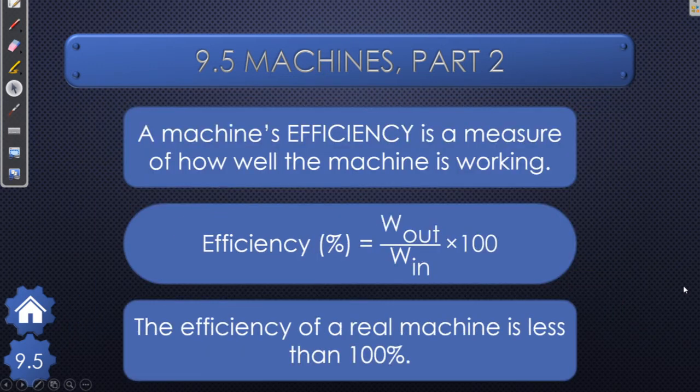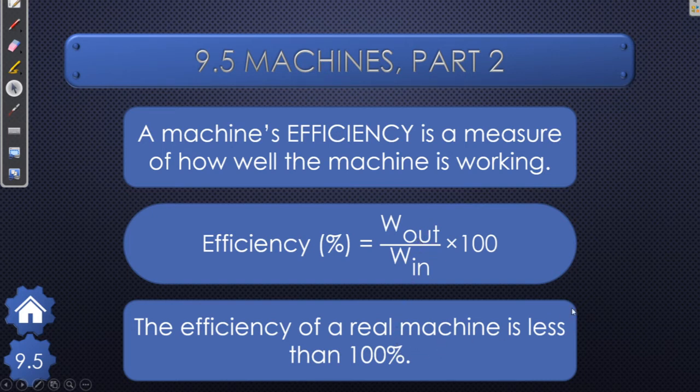And so the last thing we want to talk about is efficiency. Efficiency is a measurement of how well a machine is working. To calculate the efficiency, you take the work output divided by the work input and multiply that number by 100 to turn it into a percentage. You'll know you're setting this up correctly if the work output is less than the work input. You should never have the bigger number on top when you're calculating efficiency. The smaller number should always be on the top because the efficiency of a real machine should always be less than 100%.